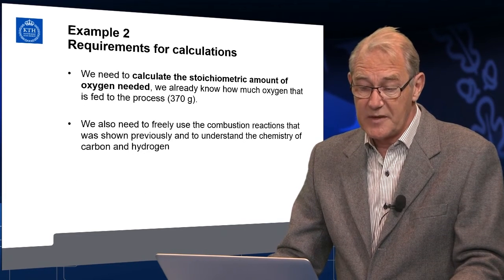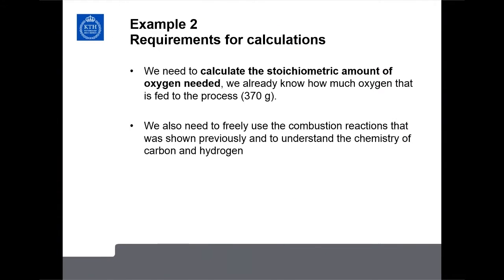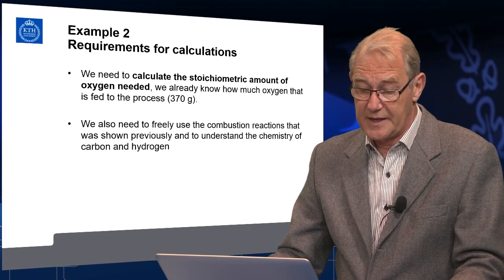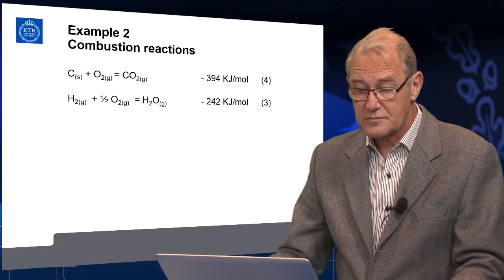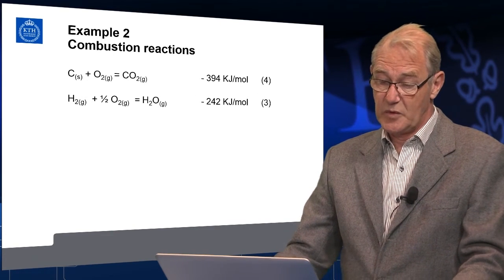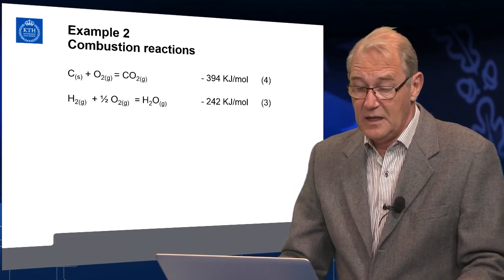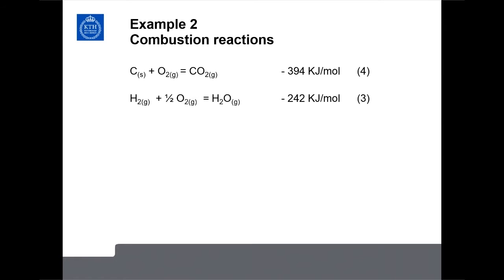Now, the requirements for calculations. We need to calculate the stoichiometric amount of oxygen needed. We already know how much oxygen is fed to the process, which was given previously as 370 gram. We also need to freely use the combustion reactions that we looked at previously, and to understand the chemistry of carbon and hydrogen. The combustion reactions, once more, are listed here, 4 and 3, which we need in the calculation.